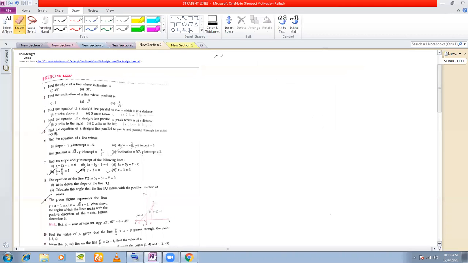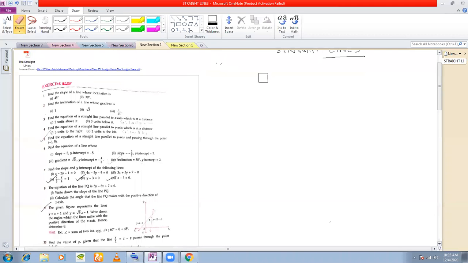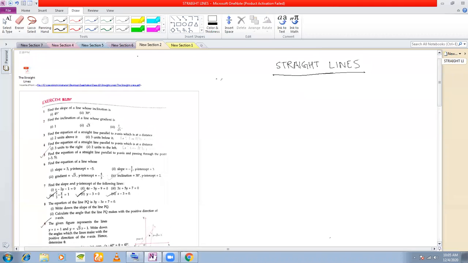Now, in case of a straight line, as I told you, even if one point is given to you, still you can find out the equation of a straight line. But along with that point, some other thing has to be given. The first thing that might be given is your slope. Once the slope of the straight line is given and a point is given, then you can find out the equation of a straight line. The other thing is if the intercepts are given.